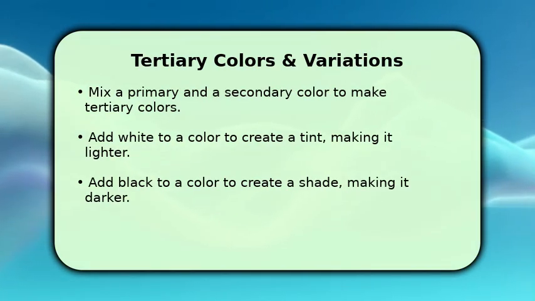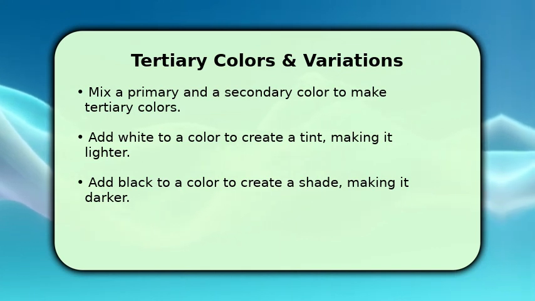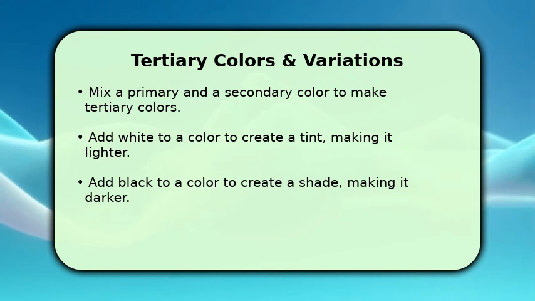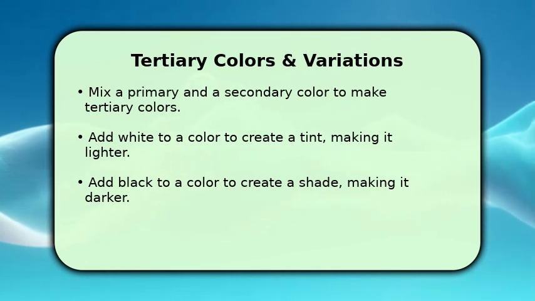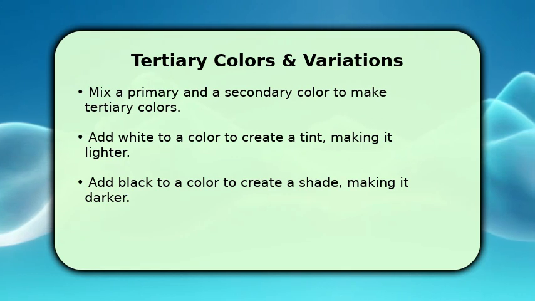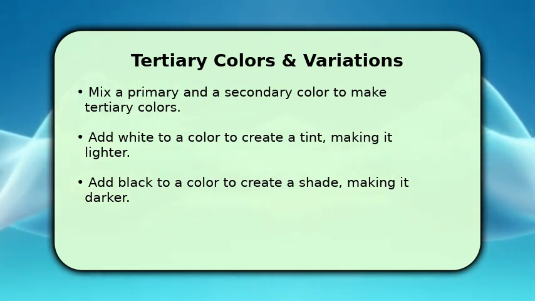Moving beyond secondary colors, we can create tertiary colors by mixing a primary color with an adjacent secondary color. For example, yellow-orange or blue-green. To further expand your palette, you can adjust the lightness or darkness of any color. Adding white creates a tint, making the color lighter and softer. Conversely, adding black creates a shade, making the color deeper and more intense.